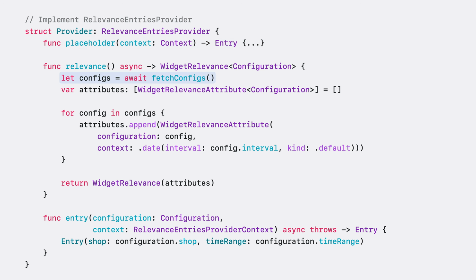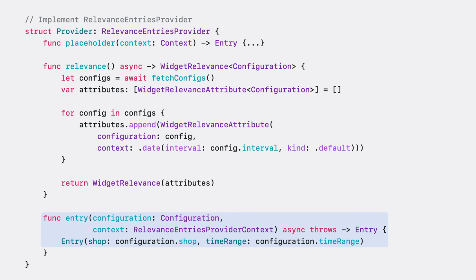For relevance, I first fetch a collection of configuration objects that I've defined. For my happy hours widget, a configuration is relevant between the start and end time of that happy hour. I'll define the relevance attribute with this context, using the date interval for each happy hour. Then I implement the entry method.